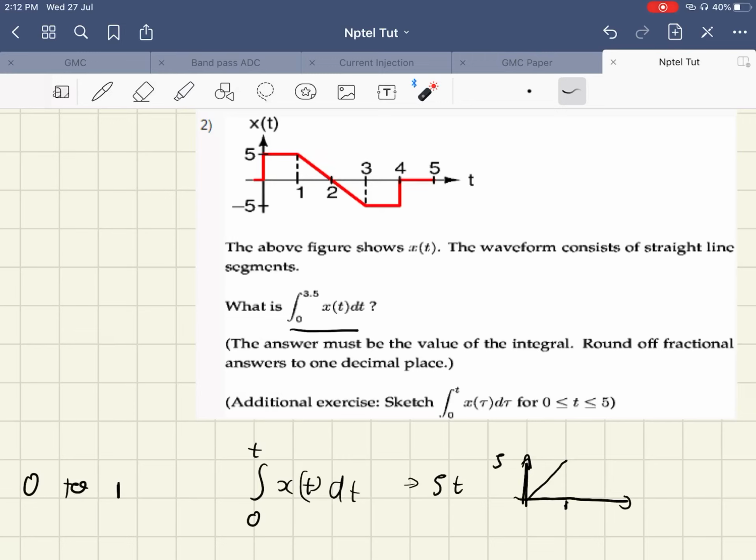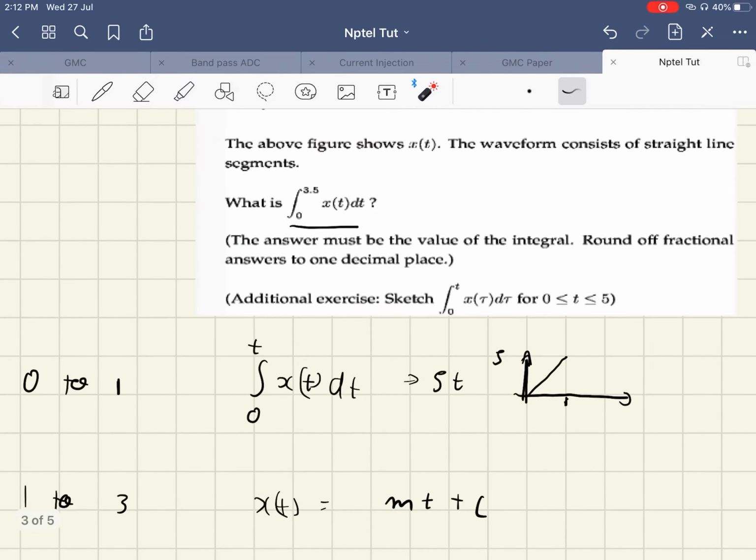So from 0 to 1, the waveform that we require is the integration from 0 to t of x of t dt. Since this x of t is a flat waveform from 0 to 1, its integration will be just the flat value multiplied by time t. So it will look something as depicted in this image. So we will have a straight line with a slope of 5.